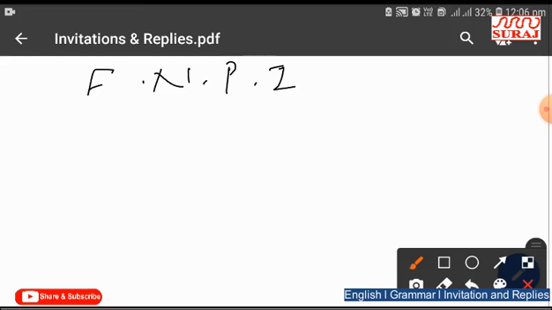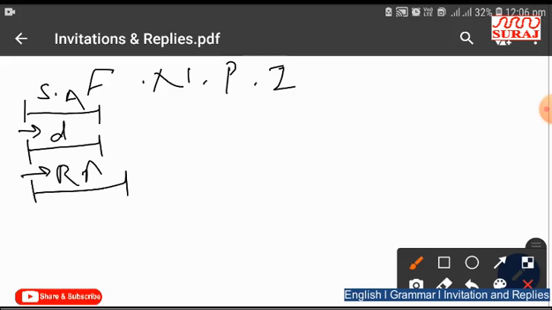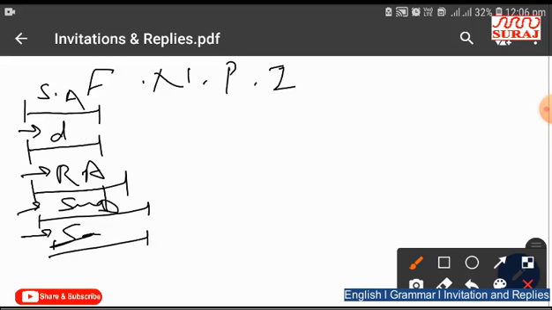First of all, we should mention the sender address. After that, we should leave one line between sender address and date. After that, we should leave one line between date and receiver address. After that, we should leave one line between receiver address and subject. After that, we should leave one line between subject and salutation. After salutation, we should leave one line between salutation and content.